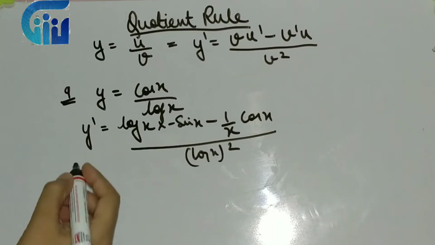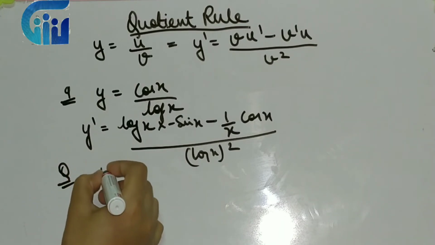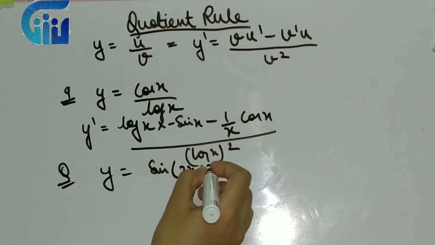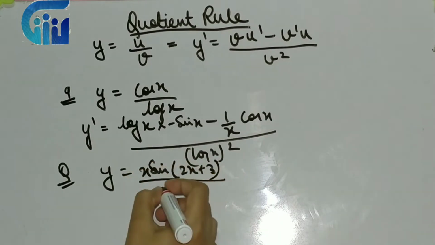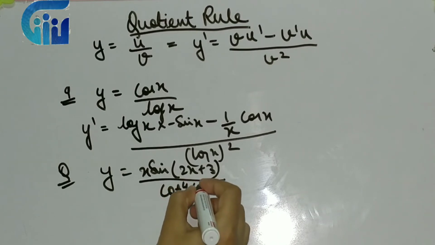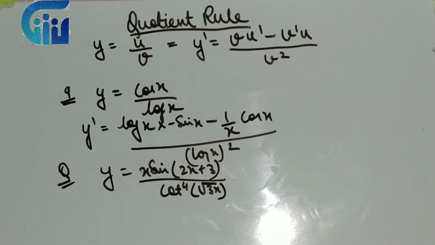So now I'll take a question. This is just an extra question where we will be applying all the rules. So let me write it as sin(2x plus 3) into x upon cot^4 of root 3x, right? So let me write a question like this. Given a question like this, the first thing that will come to my mind is we have to apply the quotient rule.